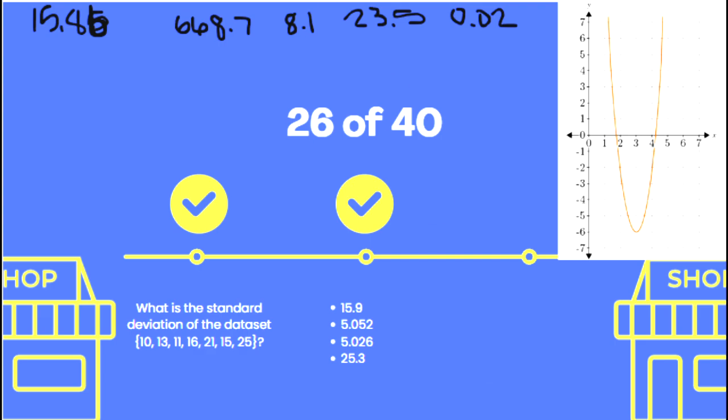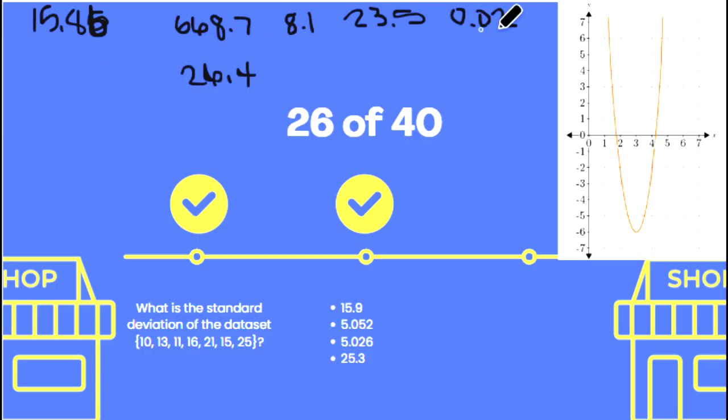Okay, we have 21 minus 15.86 gives us 5.14. Square that. Gives us 26.4. Okay, beautiful.